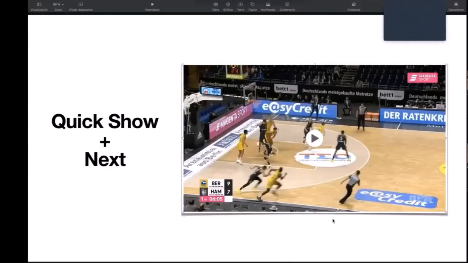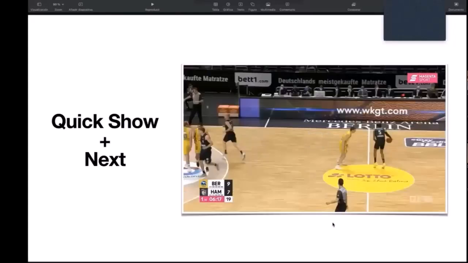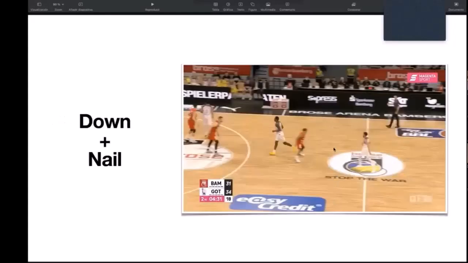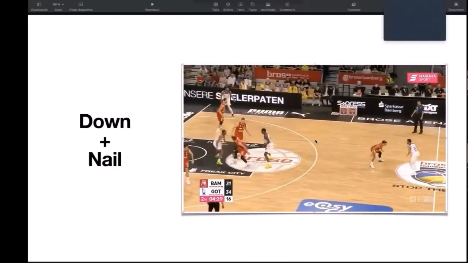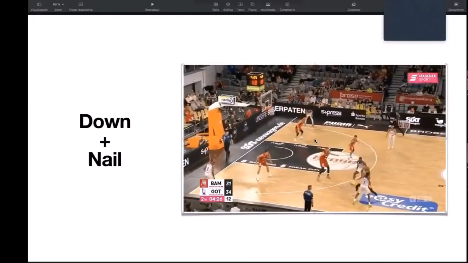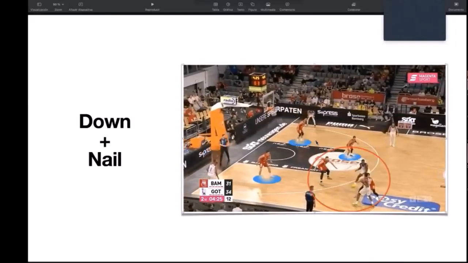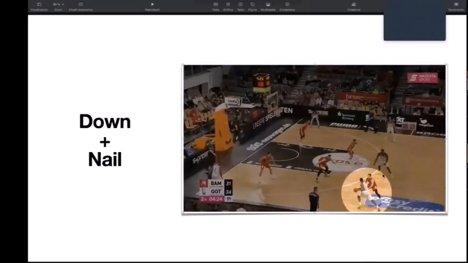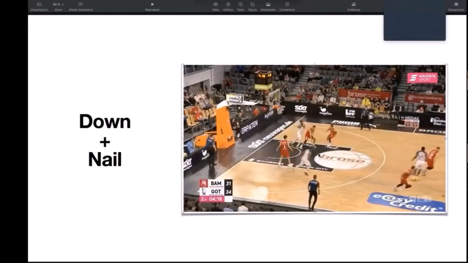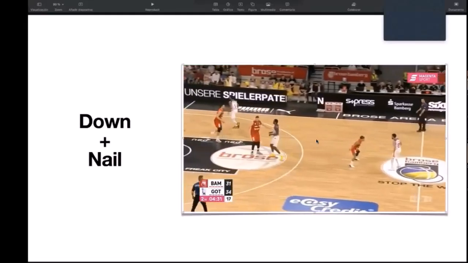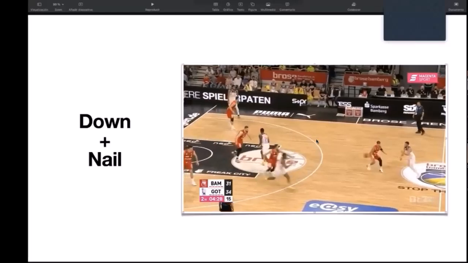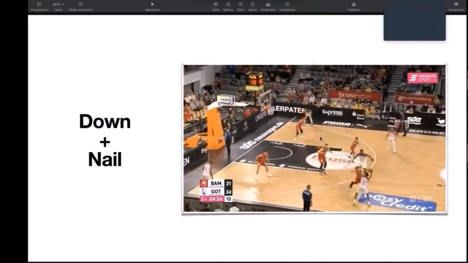So these are the questions we should make. But now we saw already the hard show. We saw already the quick show plus next. Let's go with the next one, which is down and nail help. These are all defensive choices from the BBL for basically the same situation, the same spacing. We can see here that they are denying the ball handler to go to the middle. I will go again. I will try to stop in the right moment here.